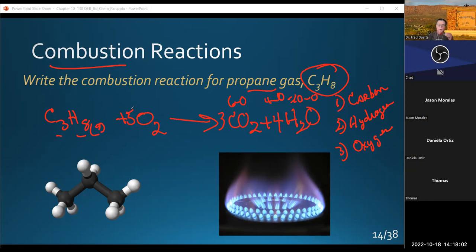Okay, so for combustion reactions, once you write it out, you write the hydrocarbon plus oxygen to give you carbon dioxide and water. Don't forget oxygen is diatomic. To balance it, balance the carbon first, followed by the hydrogen, followed by the oxygen. Okay.